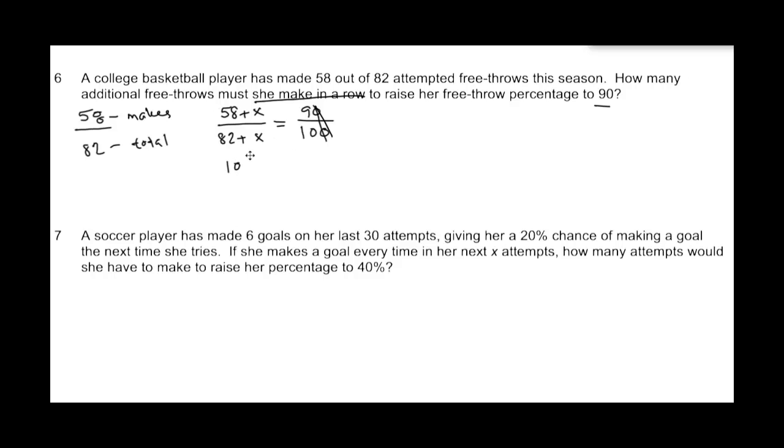Cross multiplying this now gives me 10 times 58 plus x equals 9 times 82 plus x. Now instead of doing all this work, we're going to go through and just arrive at our answer, and x we'll find after all of the algebra is 158. Now it's really important that we write this in a way that it makes sense, and so the basketball player will have to make 158 additional consecutive, because they're in a row, free throws.